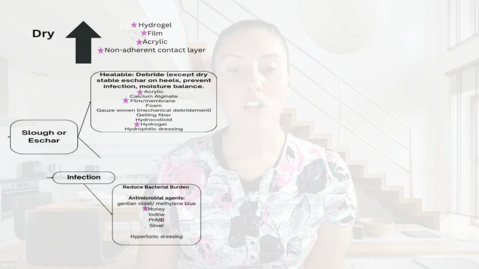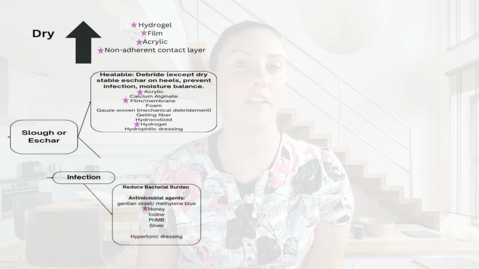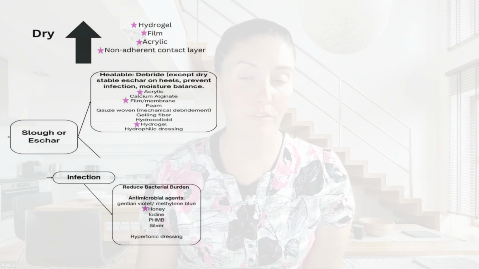So then we're going to look at the final piece of the chart here, which is infection. So what we want to do is reduce bacterial burden. Now the patient obviously does have a deep spreading infection. They'll be on an antibiotic for this.